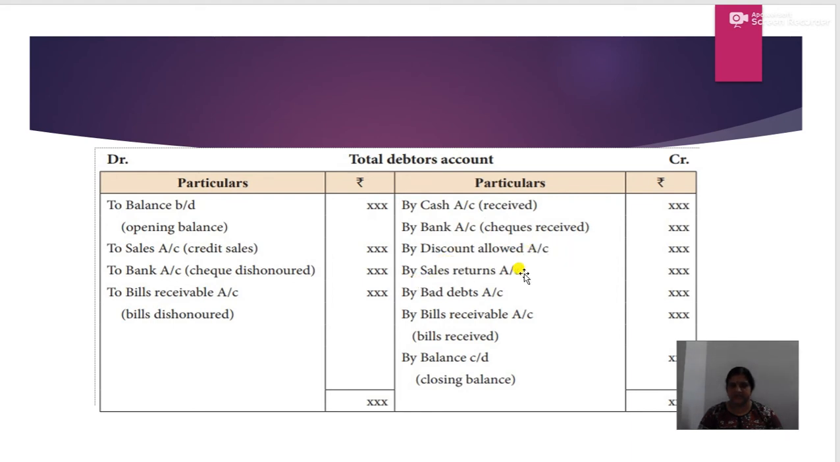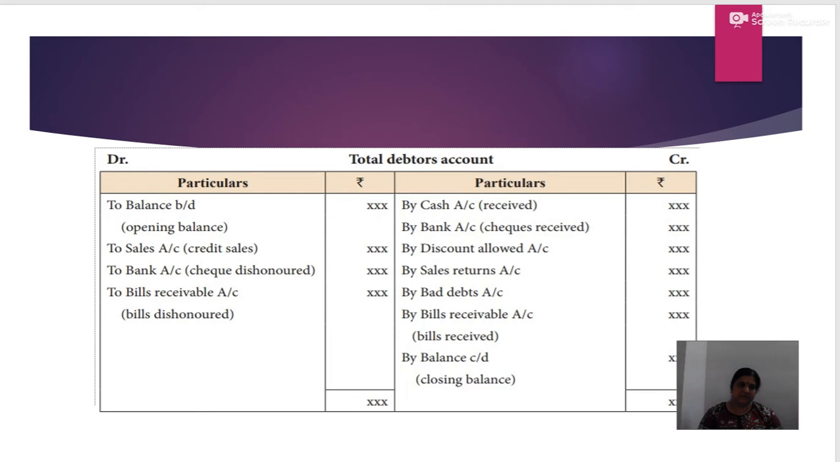Then sales returns, that is returns inwards. Then again bad debts. Bills receivable, that is bills received. Then finally closing balance. So these are the items which appear on the credit side or which reduce the debtors account balance. So by cash, by bank, by discount allowed, by sales returns, by bad debts, by bills receivable, then the closing balance, that is balance carried out. So this is total debtors account.